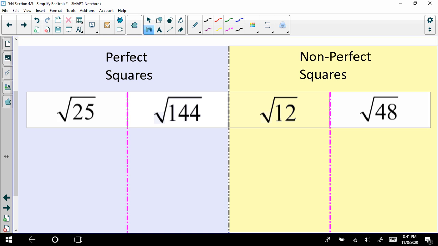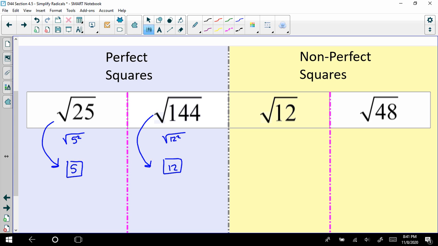So on the left side, we have examples of perfect squares. So the square root of 25, there's a couple ways you can think about this. I could rewrite 25 as 5 squared. And so the square root of 5 squared is just 5. The square root of 144, you could think of that as the square root of 12 squared, which then would give us just 12. So final answers on each of those. Square root of 25 is 5. Square root of 144 is 12. And you just might know that directly, and that is totally fine.